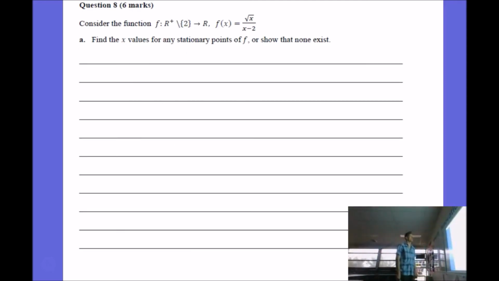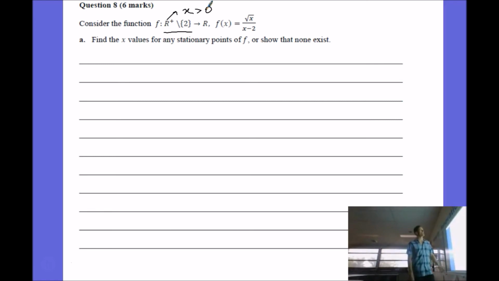Well, let's move on. Question 8. Now we're finding stationary points. We've got to find values of x for any stationary points of f, or show that none exist. Well, if we look at f, it's not too terrible as a function, but there's the domain, and it's a restricted domain for positive x values only. So it's going to be positive real numbers. The x values are going to be greater than 0, but we're going to exclude the number 2 out of that.